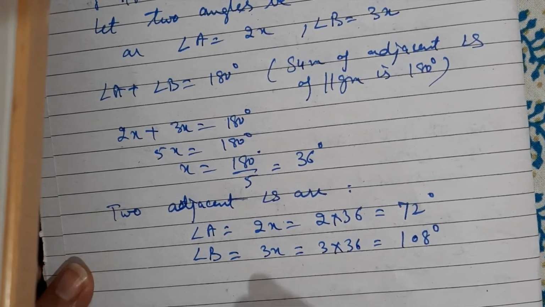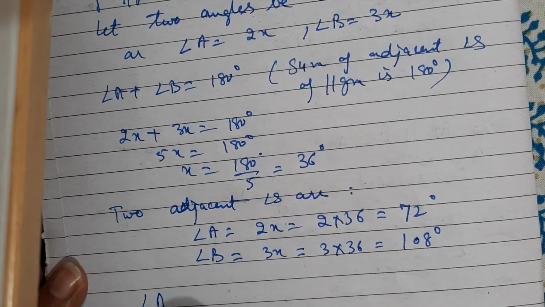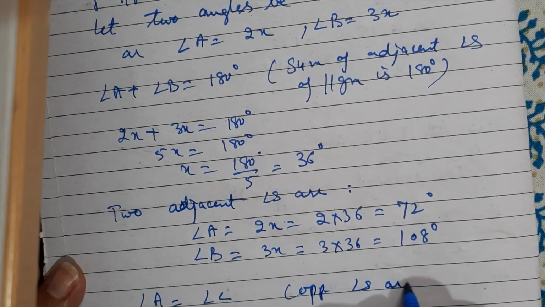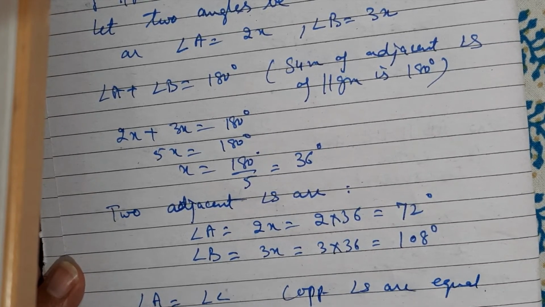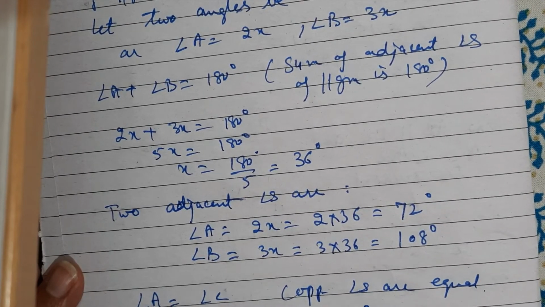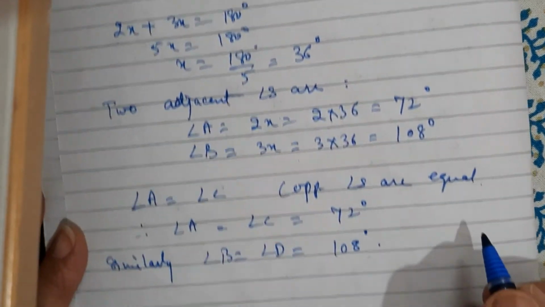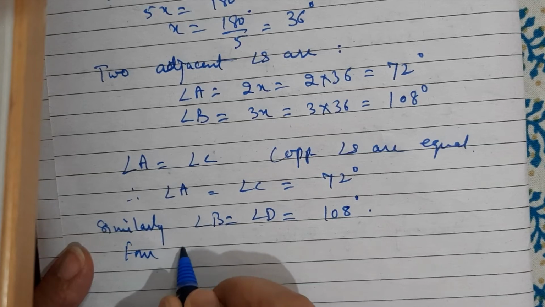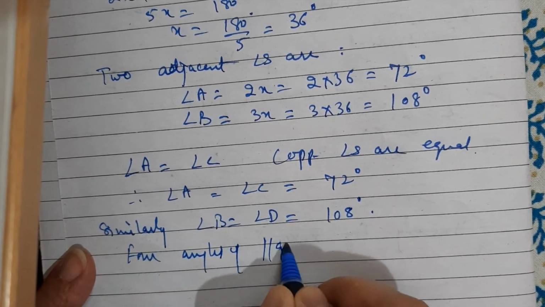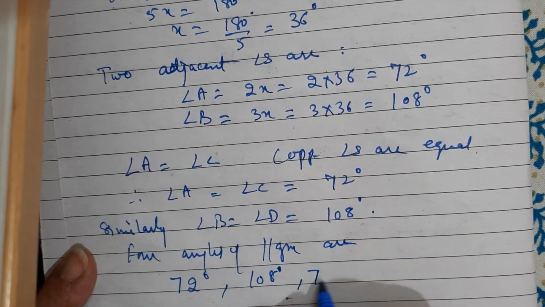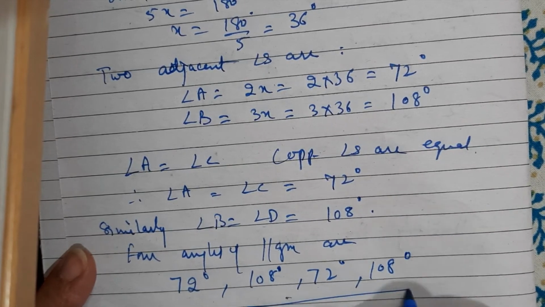We have to find out all angles. Angle A is equal to angle C. Opposite angles are equal. Therefore, angle A equal to angle C is equal to 72 degrees. Similarly, angle B is equal to angle D is equal to 108 degrees. So, four angles are 72 degrees, 108 degrees, 72 degrees, 108 degrees.